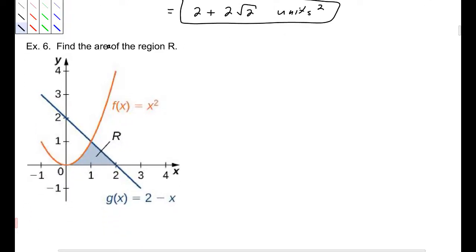Okay, well, in this case, it's going to break up into two regions. This is the area underneath x squared from 0 to 1. So from 0 to 1 of x squared dx. But we also have the area underneath from 1 to 2 of 2 minus x.